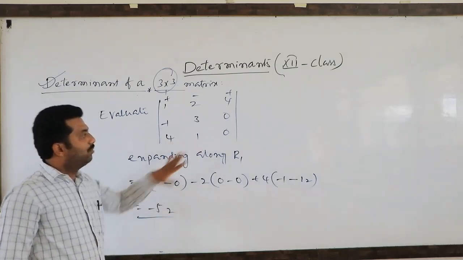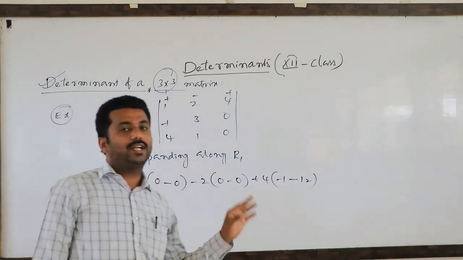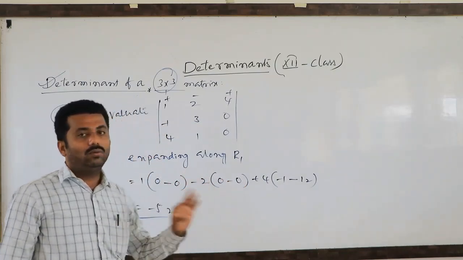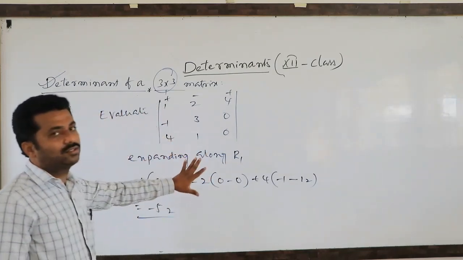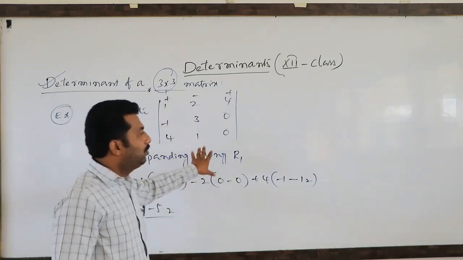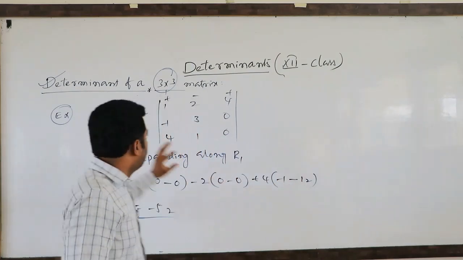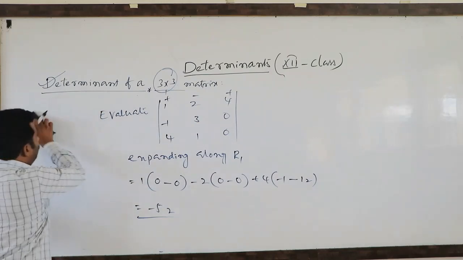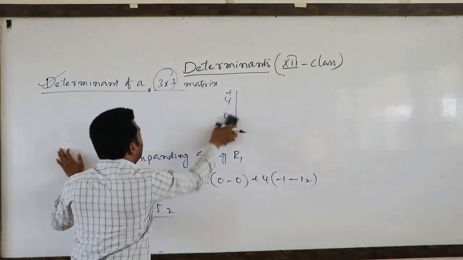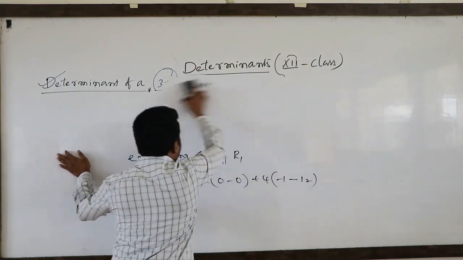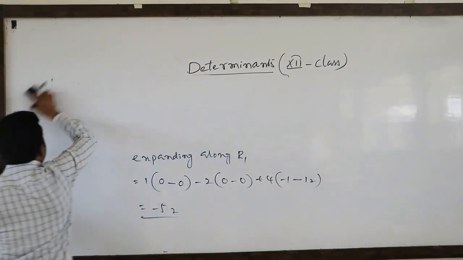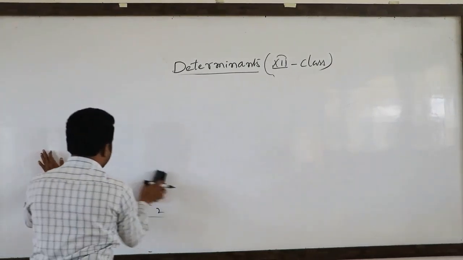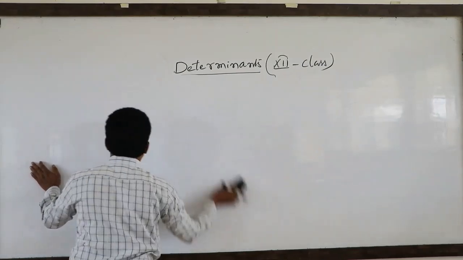Now I will give some problems. You have to practice these problems, each and every problem, and you have to send the answers to my WhatsApp number, each and every person, so that compulsorily you practice these problems. If you learn this expansion, 50% of the determinant chapter you can understand. Now I will give some questions. You have to practice them.